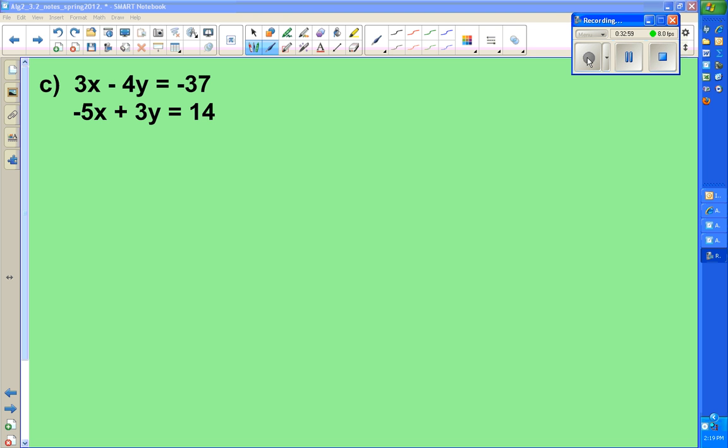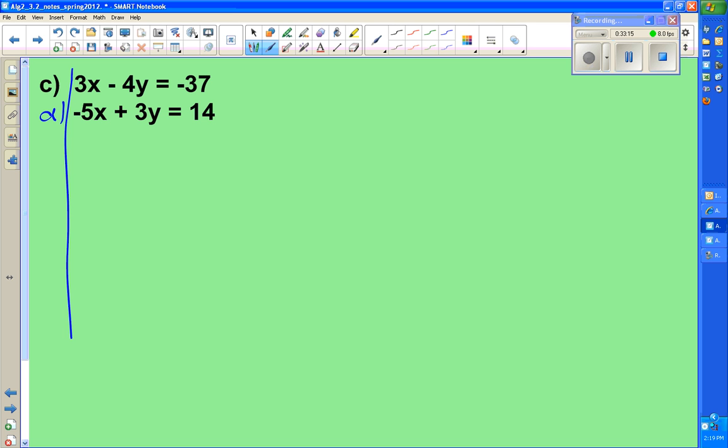3? Well, if you want to get the y's, you'd use 3. So you'd have 9x minus 12y equals 117? 117. Yeah, it probably is. My math skills are not very impressive. And then we're going to multiply D by 4. So you're going to get negative 20x plus 12y is equal to 56.